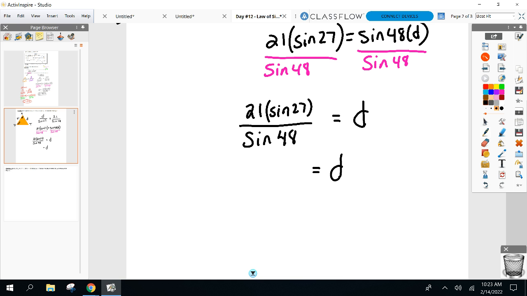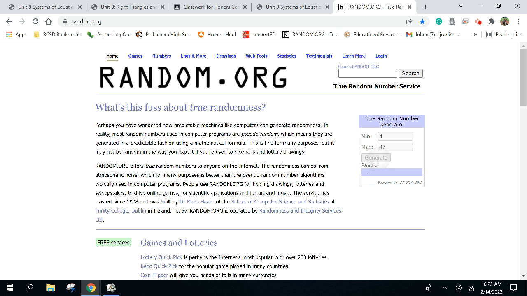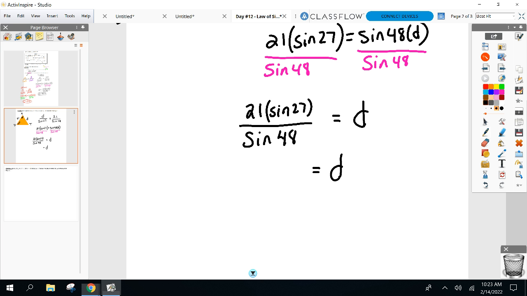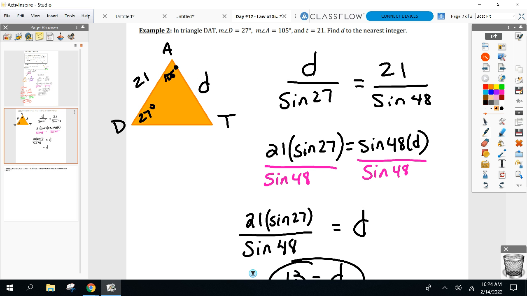Where are we going? Nearest integer, so whole number. When you're ready. D equals 13. Yeah, kind of makes sense, right? 21 was across from 48, which is bigger than 27. And the smaller side there was 13, so makes sense.